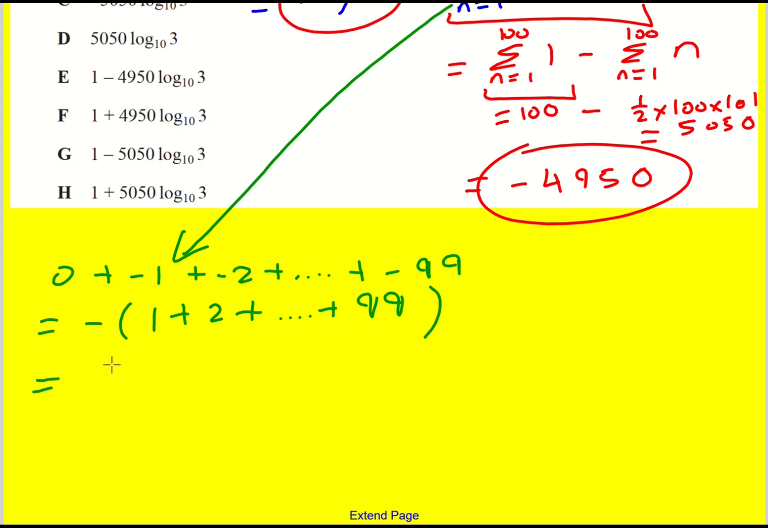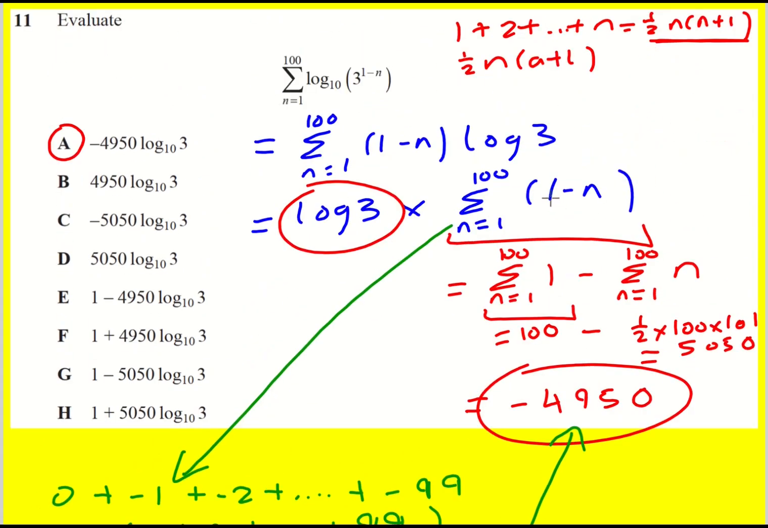And then again, either use, minus a half. There's 100. Wait, no, there's 99 terms here. Half times 99 times 1 plus 99, 100. And that is going to be minus 50 times 99, which again gives us 4950. Or you could use the half n plus 1 formula, like it's the same thing. So different ways, but we get minus 4950 times log 3 at the end of it.